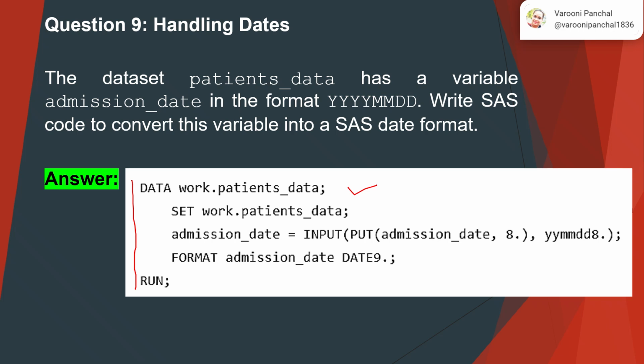Then we'll create a new variable, which is admission_date. First, we will convert this admission_date to character by using the put function. And then again, we will use the input function with yymmdd8. So this is how you will get the SAS date format, right? Now the format for admission_date will be date9, because we want it in the SAS date format. So this is the format syntax that you will use in the data step. So this is the answer.